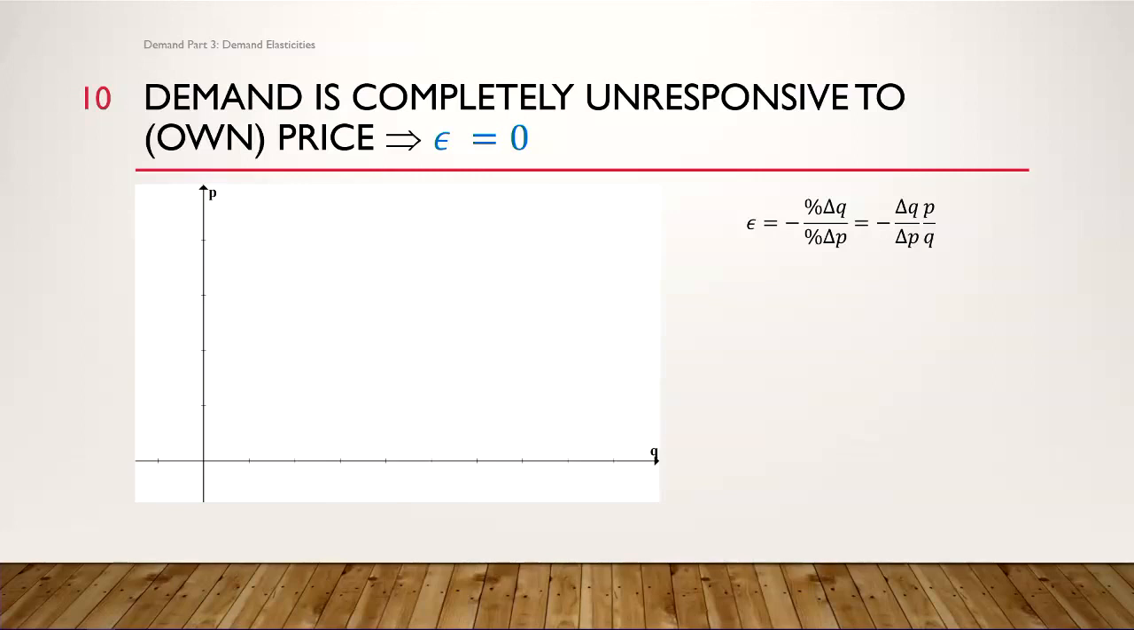Suppose demand is completely unresponsive to its price. So the price goes up by 10%, but the quantity demanded doesn't change at all. So the elasticity is 0. What does our demand curve look like when the elasticity is 0? Well, we saw it. The price goes up by 10%. Since the elasticity is 0, that means the numerator has to be 0. The quantity demanded doesn't change at all. So our demand curve must be vertical. As the price increases or decreases, demand doesn't change at all. We stay at the same quantity. So an elasticity of 0 gives us a vertical demand curve.